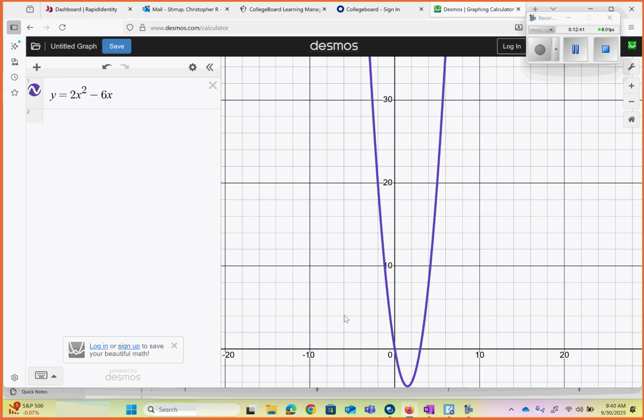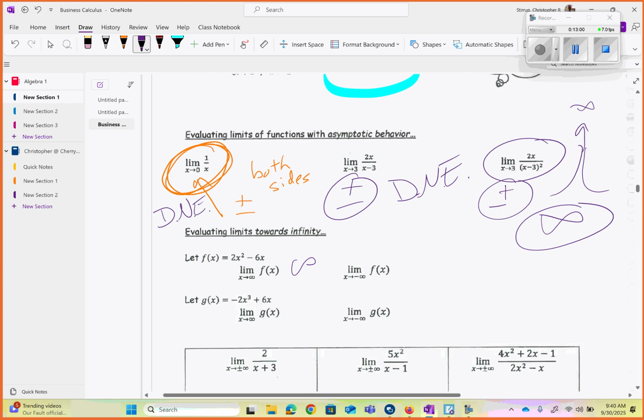So both of those limits for the 2x squared minus 6x are both going to positive infinity, or just infinity if you don't want to put the plus sign because you're trying to save lead or ink. Okay, so both of these are going to infinity in that case. And you can put the positive if you want, you don't have to.